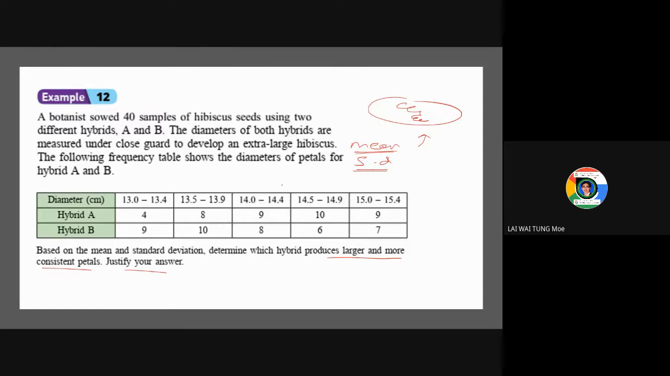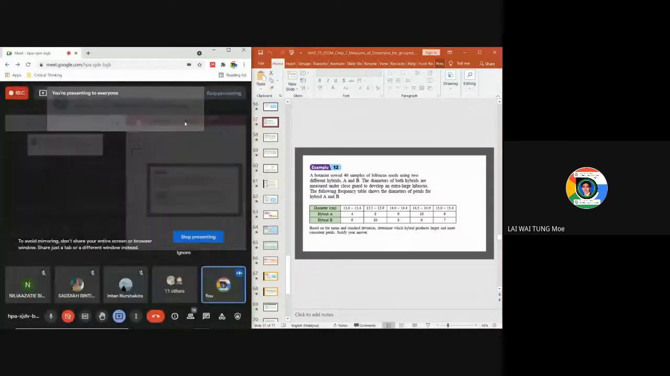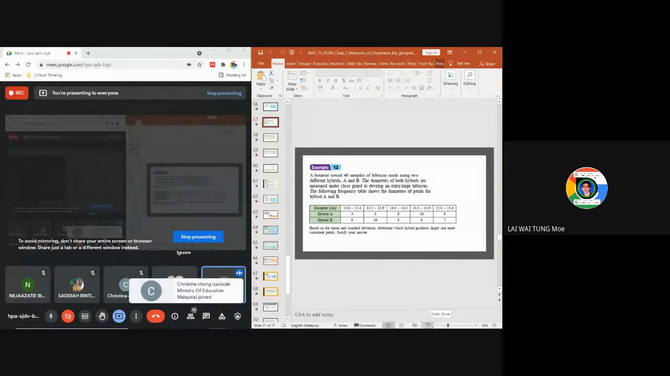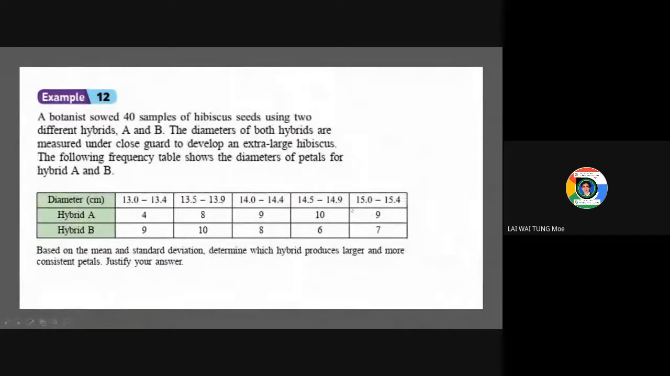Okay, so let's look at the first question, example 12. To compare, for hybrid A you need to find out the mean and standard deviation. For hybrid B we do the same thing. We will find out the mean and also the standard deviation for each hybrid. So we will do it one by one now.